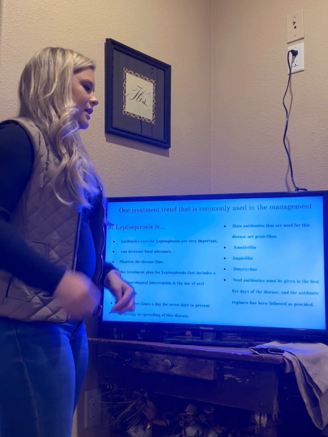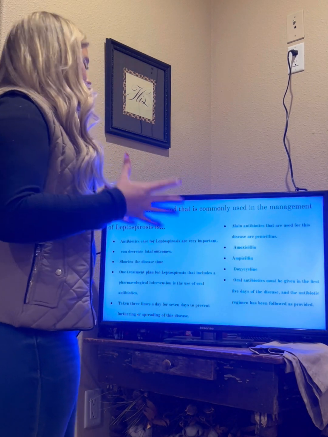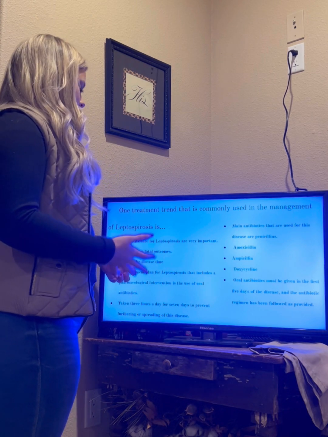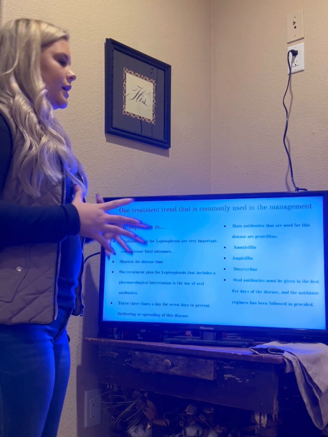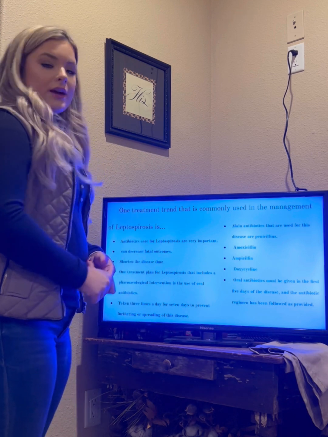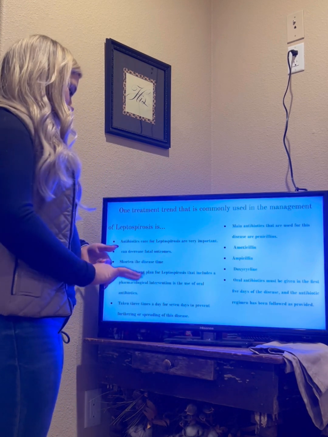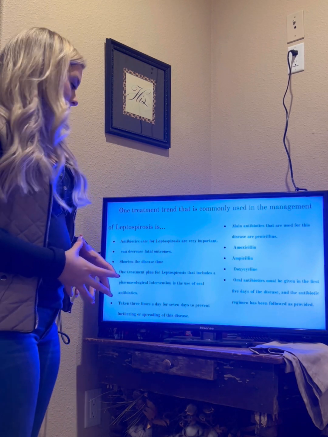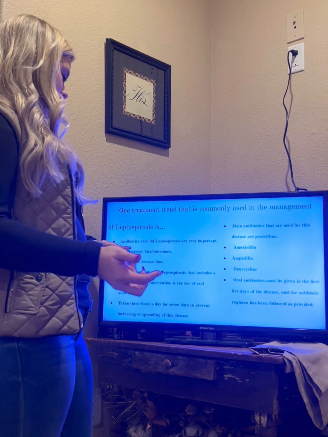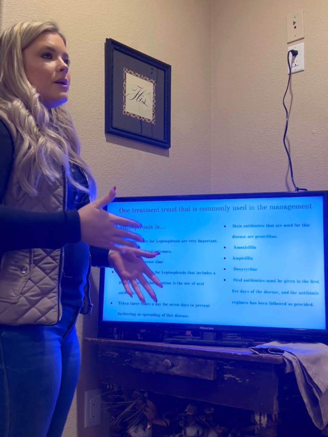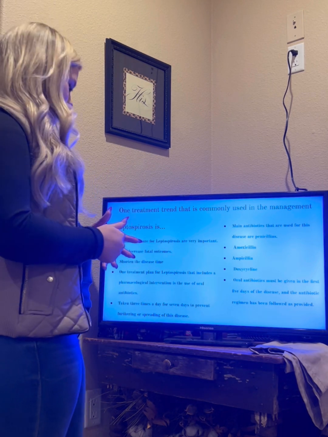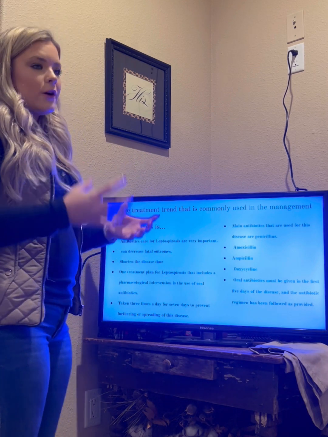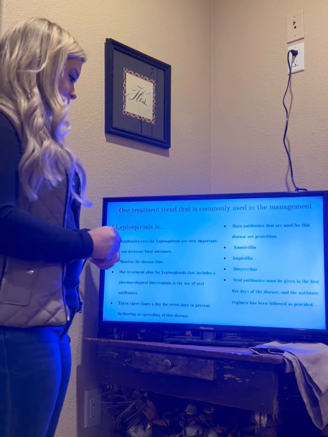One treatment trend that is commonly used in the management of leptospirosis is antibiotics. Antibiotic care for leptospirosis is very important. It can decrease fatal outcomes, shorten the disease time, and one treatment plan for leptospirosis that includes pharmacological intervention is the use of an oral antibiotic called amoxicillin, and you take this 3 times a day for 7 days to prevent furthering or spreading of the disease.